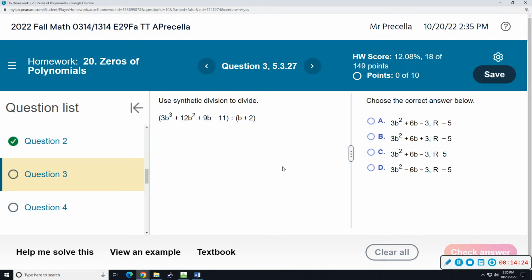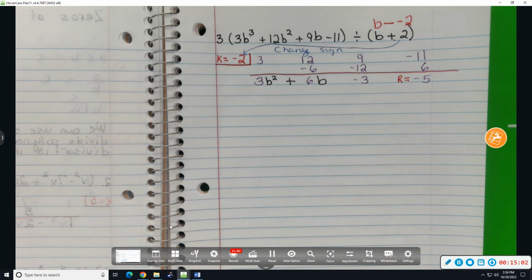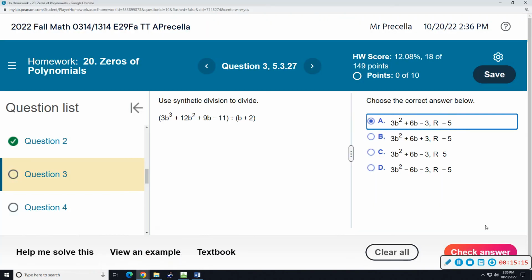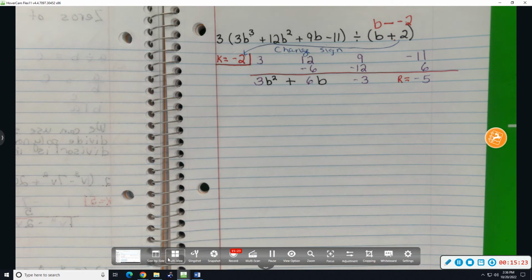Which one is it? Wow, A, B, and D all look the same. Look real close. Is it A? Is that it? 3b squared plus 6b minus 3 with a remainder of negative 5. Okay, so D, they have that sign wrong. On B, they have that sign wrong. I'm thinking it's A, 3b squared plus 6b minus 3 with the remainder of negative 5.